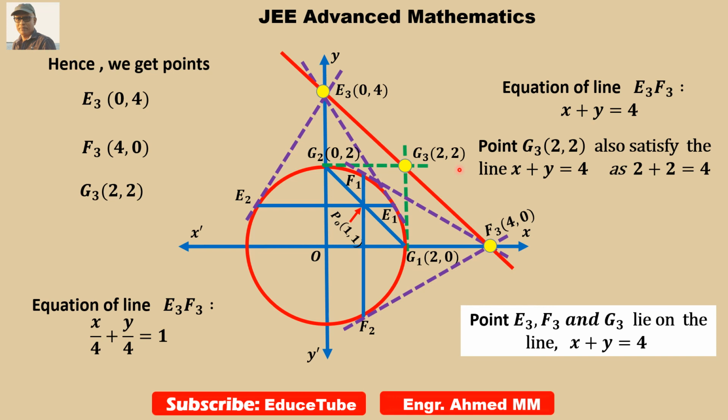And in the question there were 4 options, and this was the first option, A. So x plus y equal to 4.